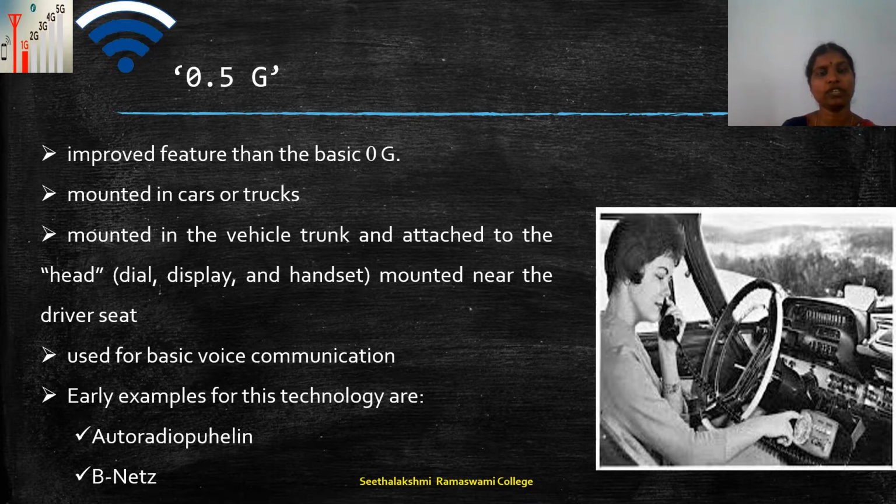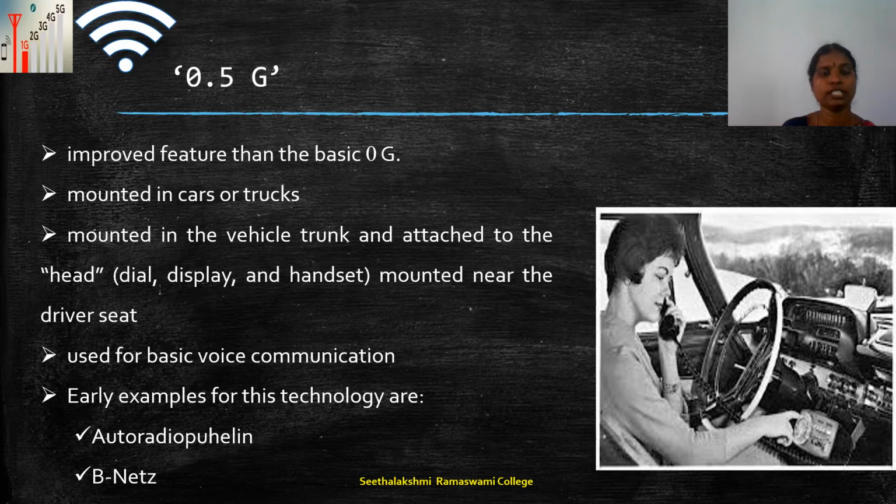These mobile telephones were usually mounted in cars or trucks, and briefcase models were also made. Typically, the transmitter receiver was mounted in the vehicle trunk and attached to the head. The head contains dial, display, and handset mounted near the driver's seat.